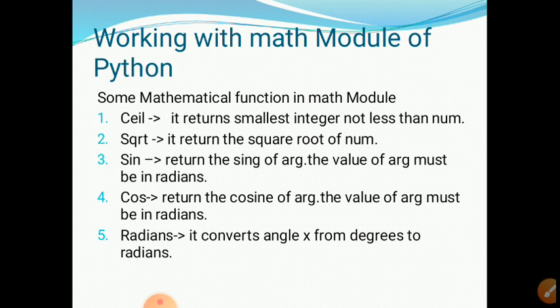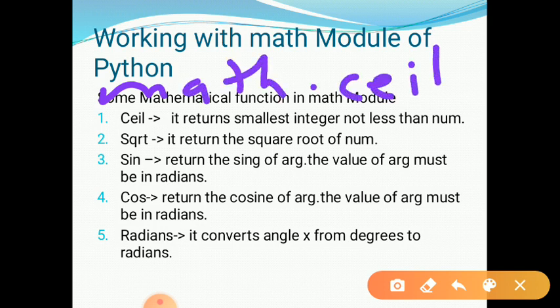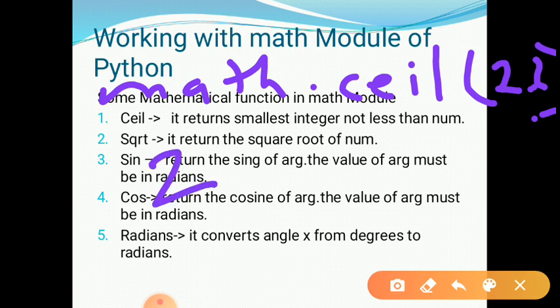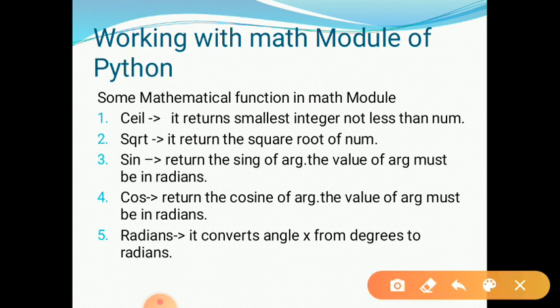It means that if I pass an argument, suppose I first import the math library, then I use math dot ceil, and in the opening bracket I write 2.2, then the closing bracket, and press the enter key. Immediately Python returns 3. So it returns the smallest integer related to that number; whatever the fractional part is, it omits it, or it returns 3.0.